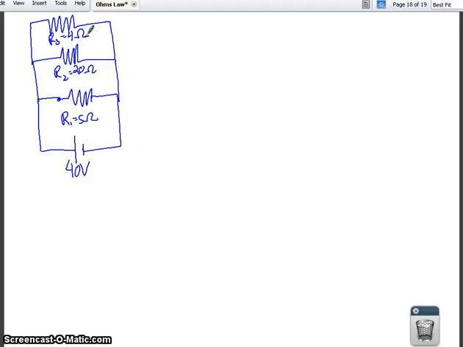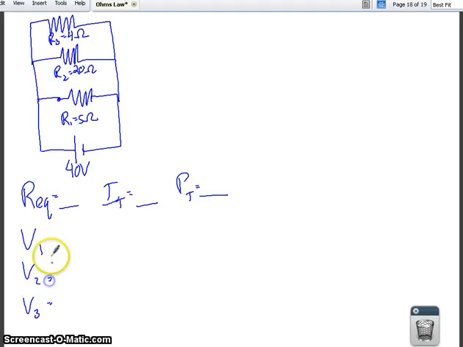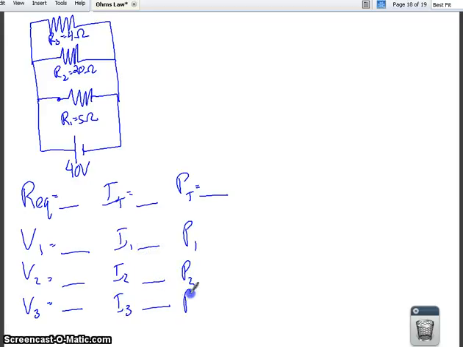Okay, and so let's label everything we're going to solve for. We're going to find equivalent resistance. We're going to find total current. We're going to find total power. We're going to find the voltages for each one. We're going to find the current through each one. And we're going to find the power through each one. Okay, let's start with equivalent resistance.